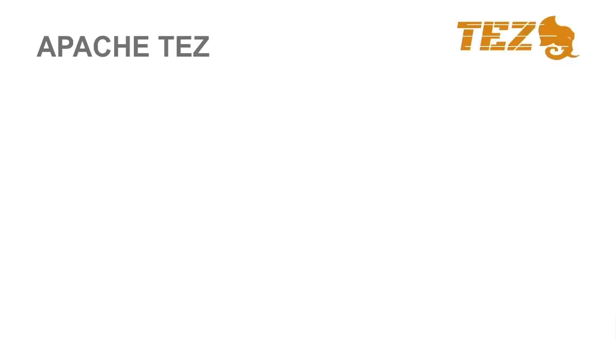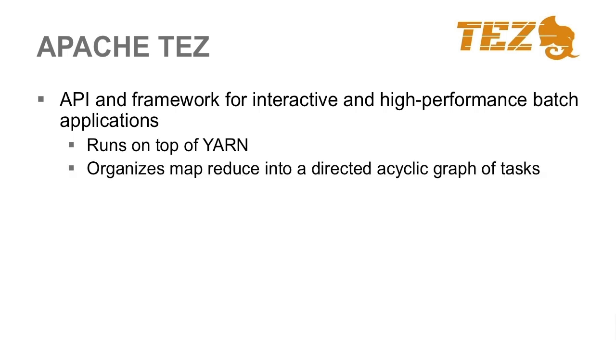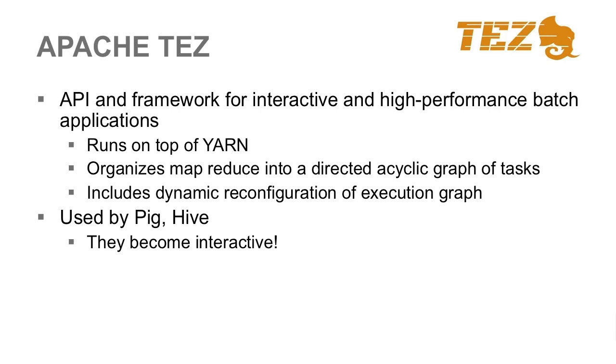Apache Tez is the API and framework that provides us for better execution time of our Hadoop programs. It runs on top of Yarn, and what it does is organize MapReduce into directed acyclic graph of tasks. And it is used by systems like Pig and Hive. One of the interesting things that it can do for us, it can dynamically reconfigure the execution graph and so optimize our programs.